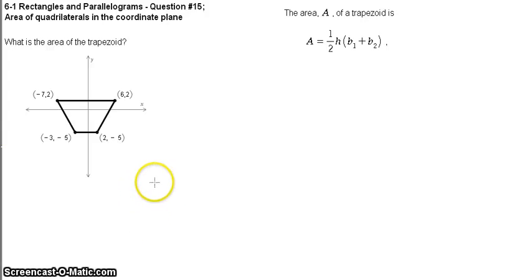Okay, hello everyone. Here is another video that teaches you how to find the area of quadrilaterals in the coordinate plane. So let's jump into the question right away. Okay, so we have a trapezoid, and we need to find the area of the trapezoid that is on this XY plane.